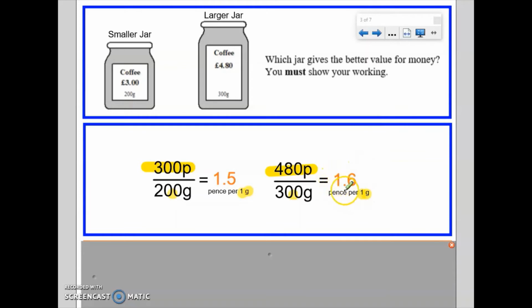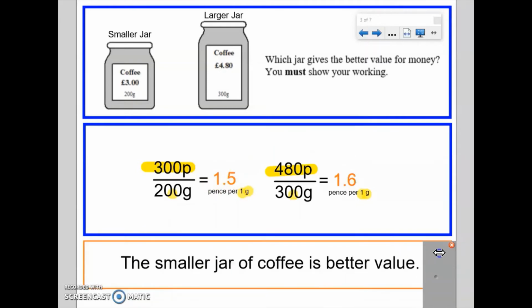So you can see the price for the larger jar is slightly more expensive, 1.6 pence as opposed to 1.5 pence. So then I can make a statement. The smaller jar of coffee is the better value. The smaller jar is my best buy.